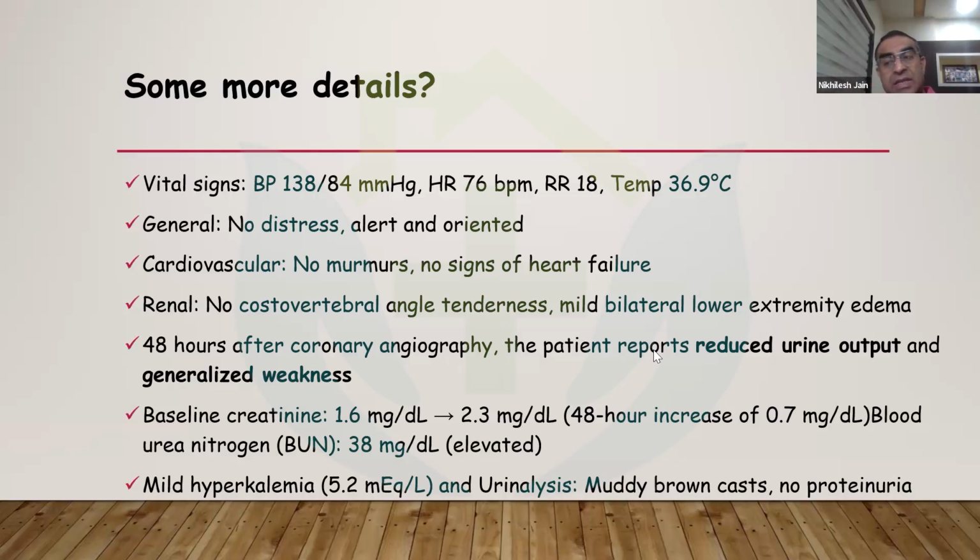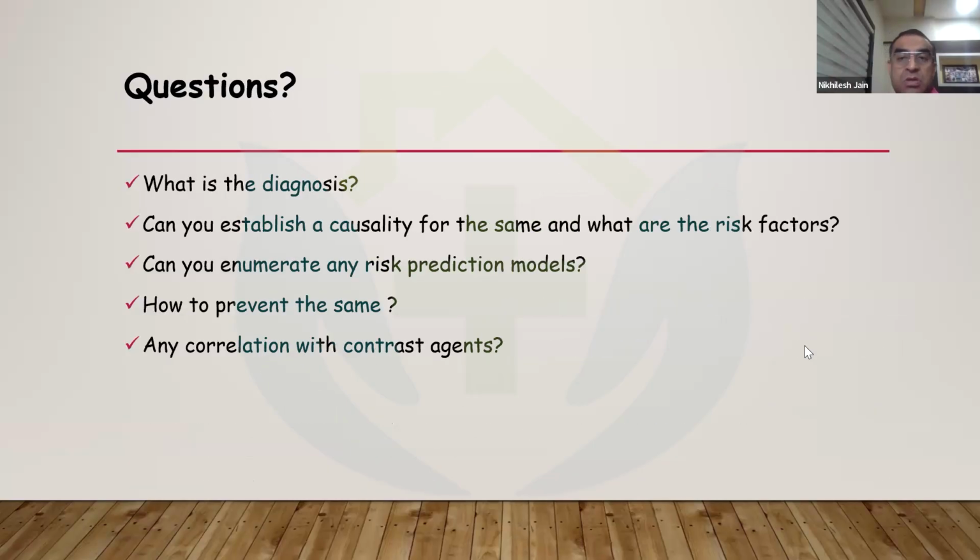There's nothing to indicate in the history here that this patient has rhabdomyolysis. I would definitely grant you contrast-induced nephropathy. So what are the type of questions that again you are going to look at? So what is the diagnosis? Told very clearly. So can you establish a causality for the same and what are the risk factors?